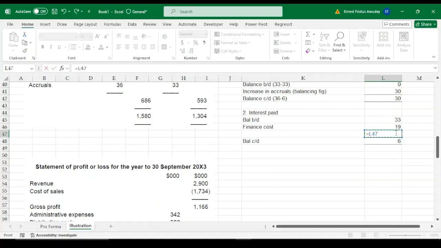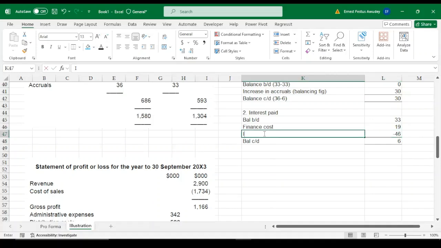Let me just enter this, delete that. So what we are saying is that I'll pick my balancing figure, which is equal to this, and then I'm going to subtract these two figures. Okay, I'm going to subtract these two figures, and that is going to give me 46. So that is my interest paid.